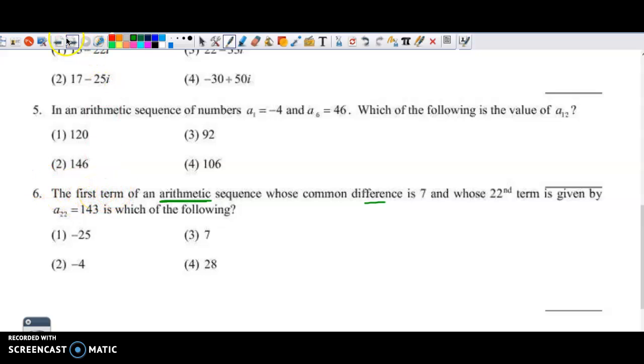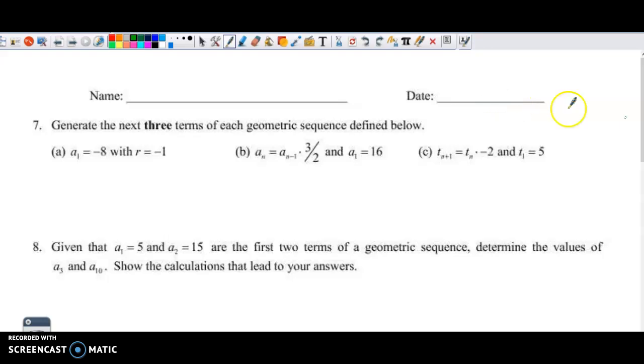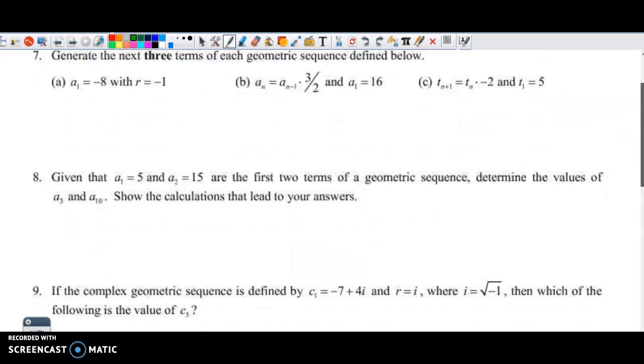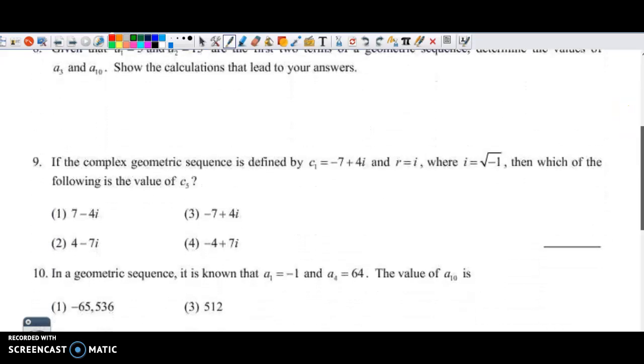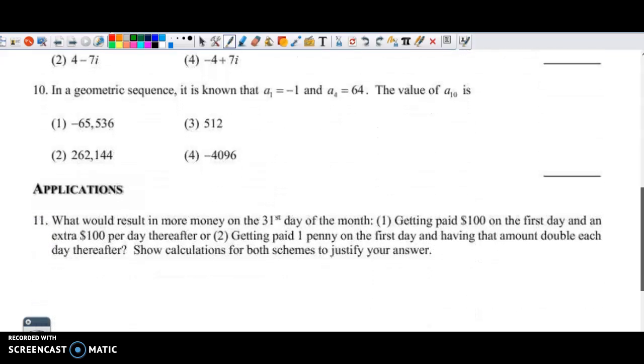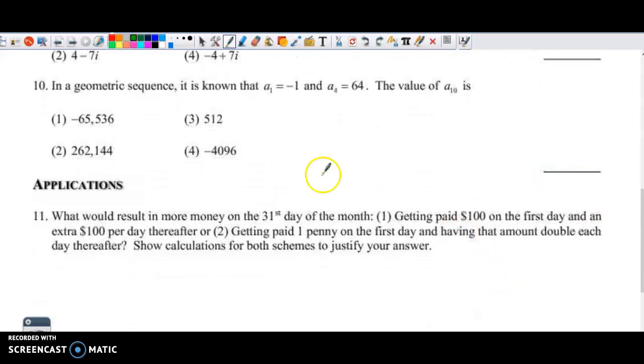So using the formula. Moving on to the next section of the homework, being able to answer some of these questions. And feel free to write down any questions that you have, and hopefully I can answer them. So if you notice number 10, you have a geometric sequence, you know the first term, you know the fourth term, and they ask you for the 10th term.